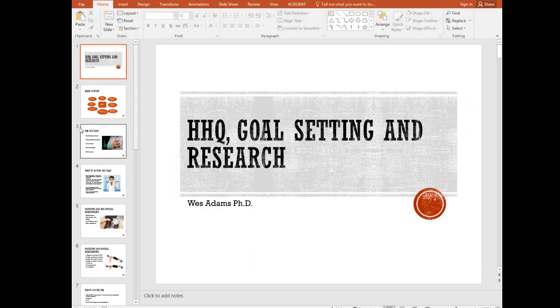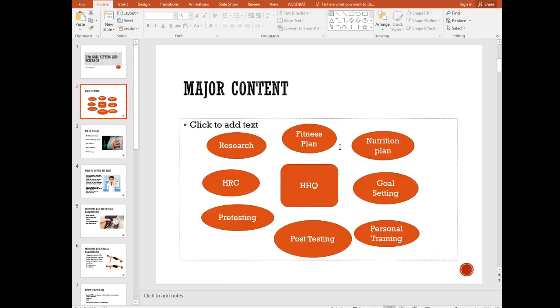All right, let's go over the PowerPoint real quick. I just want to tie in some of the major topics to help make sense of them so that you can see how they're interconnected. So here's some of the major content, and these are all interrelated. I could put pretty much any one of these in the center, but since this PowerPoint is about the health history questionnaire, I've placed it in the center of the diagram.